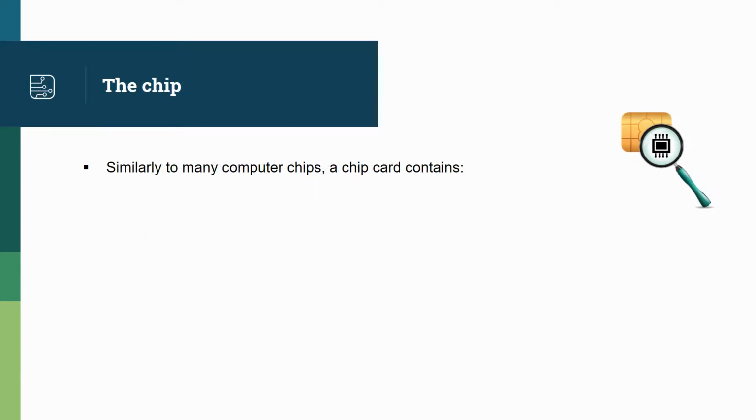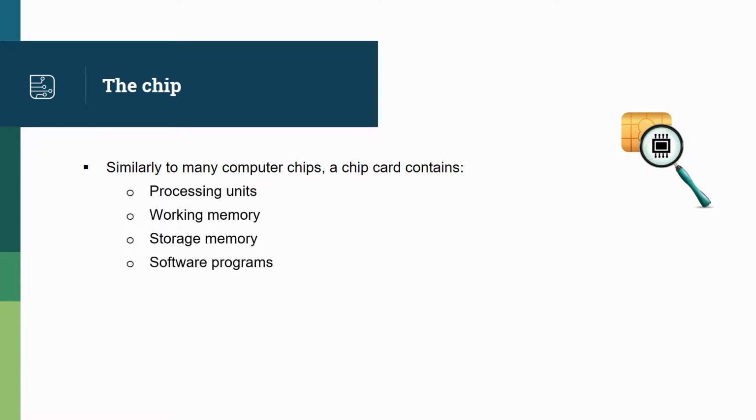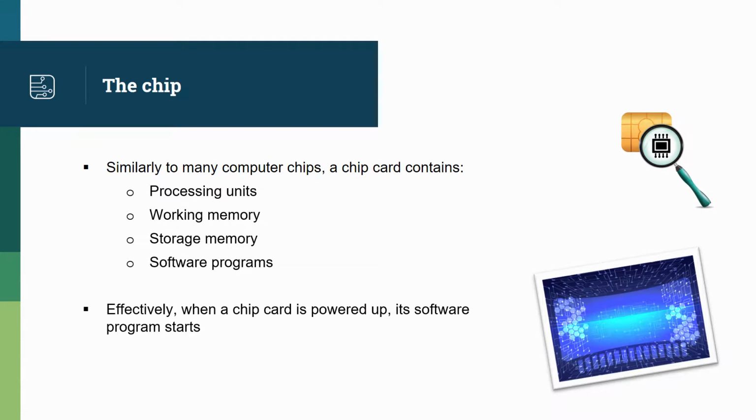Similarly to many computer chips, a chip card contains processing units, and we mean to use the plural here because nowadays they all have cryptographic units on top of the regular processing units. It also contains working memory, RAM, storage memory, which used to be EEPROM and now is mostly flash memory, and software programs, and it is the software that makes a chip card a payment card. So, effectively, when a chip card is powered up, its software program starts. It isn't too dissimilar from a computer or a mobile phone.